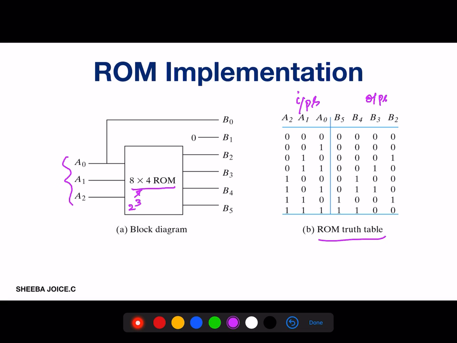And we also know A0 is equal to B0. So directly we have got A0 equal to B0, and we also know B1 equals 0. So this is B1 equal to 0. The remaining alone will construct a circuit like this. So this is how we can implement an 8 cross 4 ROM to obtain the square of a given binary number. Thank you.